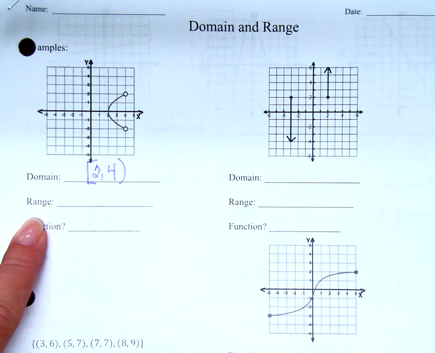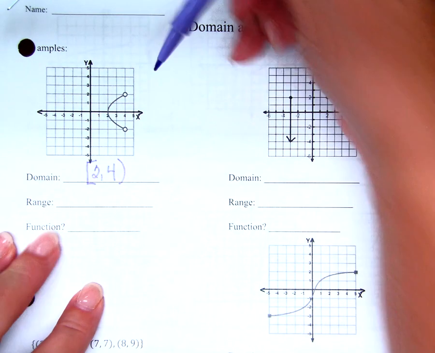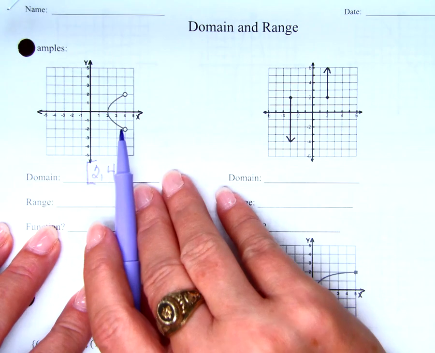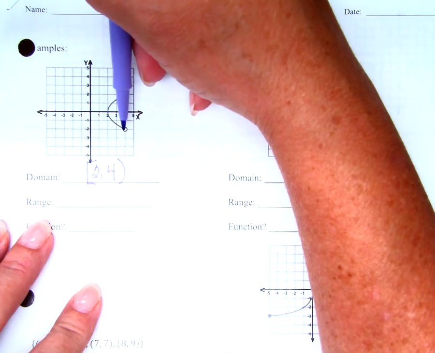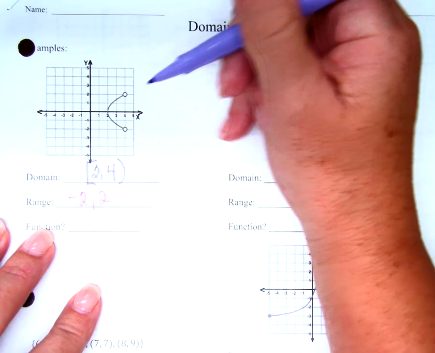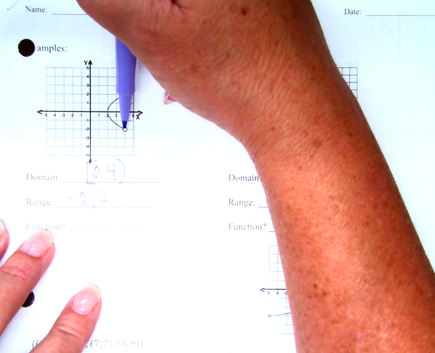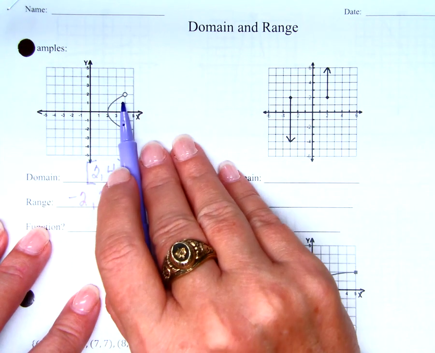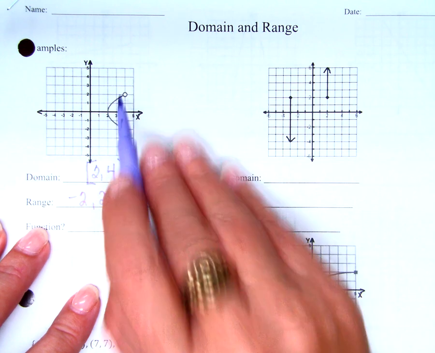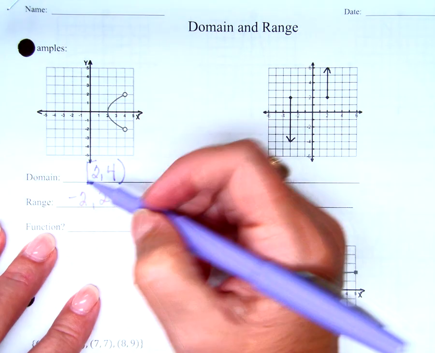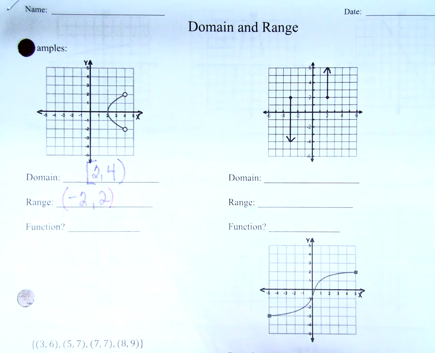Now, what about range? What variable does range represent? Y's. So we say how far down and how far up, right? How far down does it go? Negative 2. How far up? Positive 2. Now, does it touch negative 2? And how do you know that? It's an open circle, right? And does it touch positive 2? No, because open circle. So what goes around each of these numbers this time? Very good. Parenthesis.